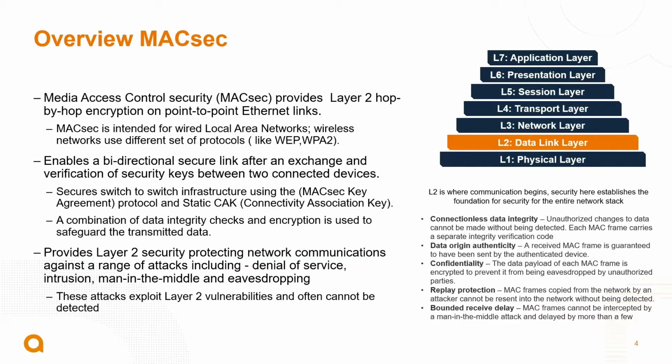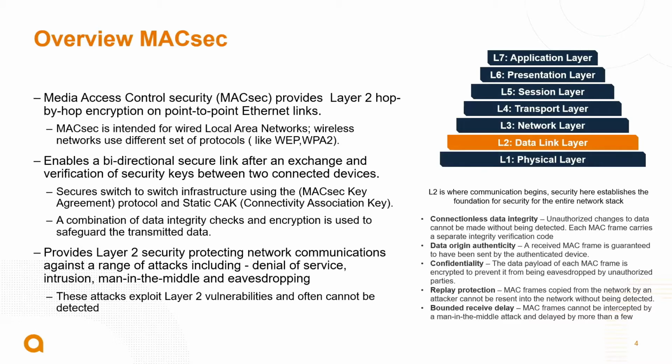MACsec, for those not familiar with it, is a layer 2 encryption mechanism. It's a hop-by-hop encryption mechanism over point-to-point Ethernet links. Of course, MACsec was really designed for local area networks, LANs, because wireless networks use different protocols for this type of encryption. But MACsec helps us encrypt the LAN portion of the network, and it really helps enable a secure, bidirectional link after the two ends of that link exchange security keys.